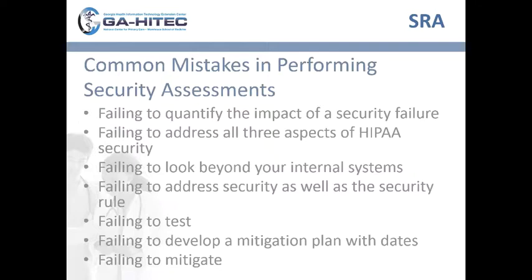Okay, common mistakes. Selena, I know we've had this problem a good deal in the last few years with our Medicaid risk assessments, that they weren't addressing all three aspects of the HIPAA security rule. So they weren't addressing all three safeguards of administrative, physical, and technical, and you have to address those. You don't have to use those specific words, but it has to indicate that you're addressing those three aspects.